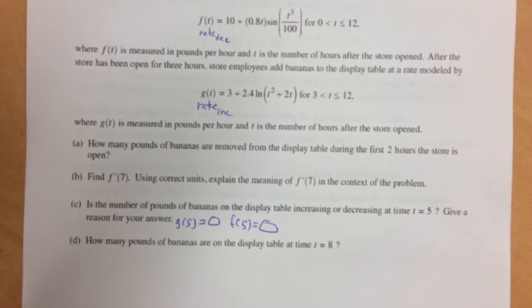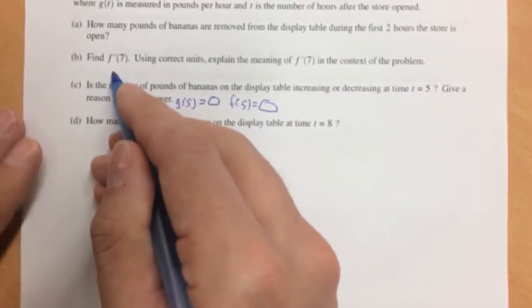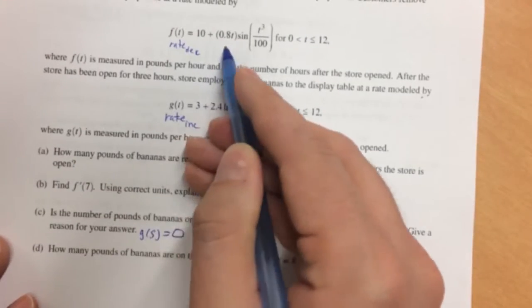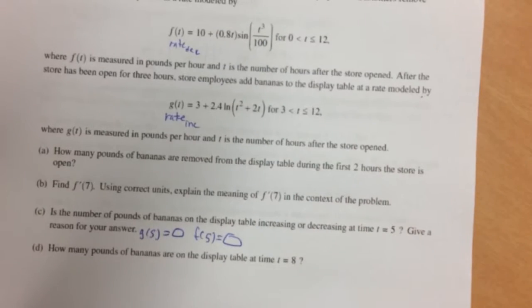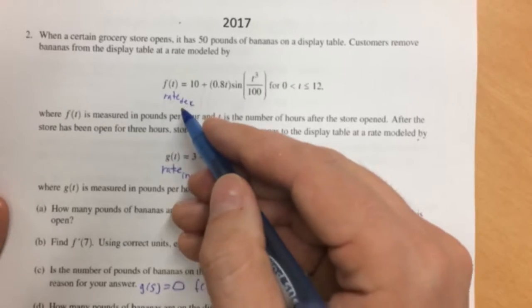The next common question is the meaning of the derivative of the rate. So if we have an overall rate, I'm going to call it rate overall, and they want the derivative of it, or maybe it's just a rate, and they want the derivative of it. What does that mean, and what are the units? This comes up in 2017, part B. It says find f prime of 7. So it's the derivative of this. Remember, this already is the rate of change, the rate that the bananas are decreasing.